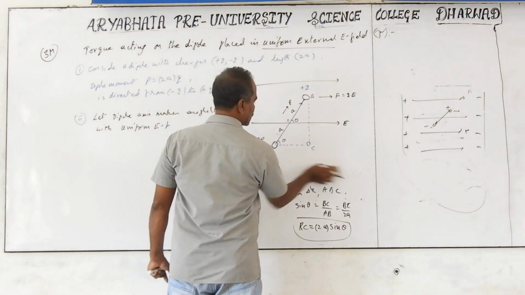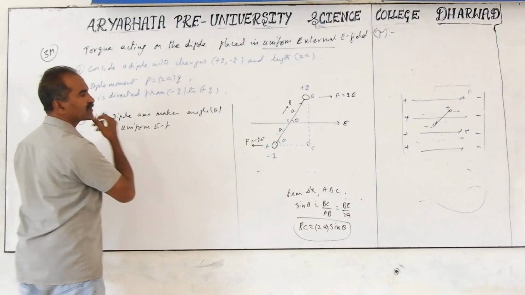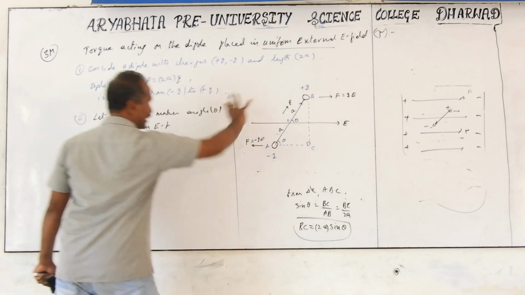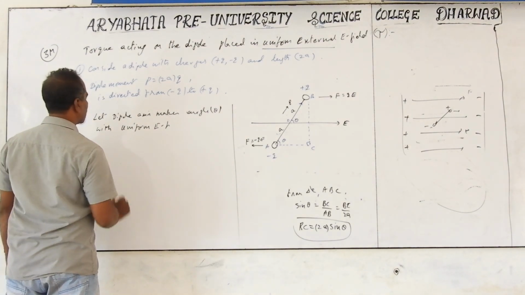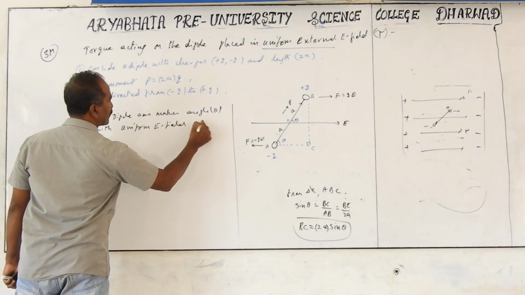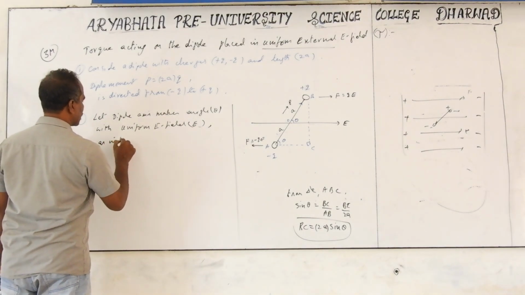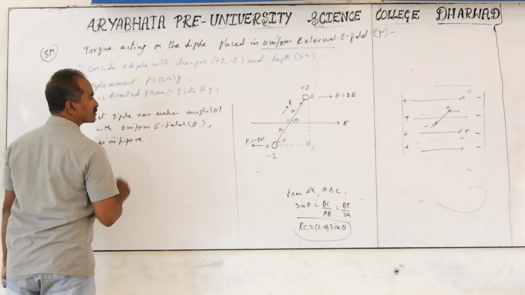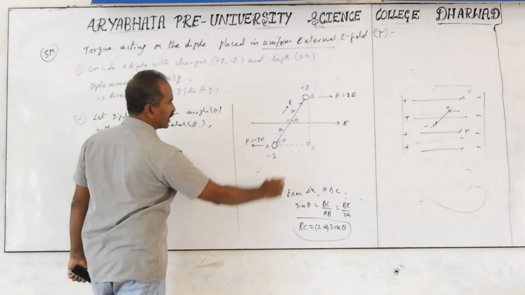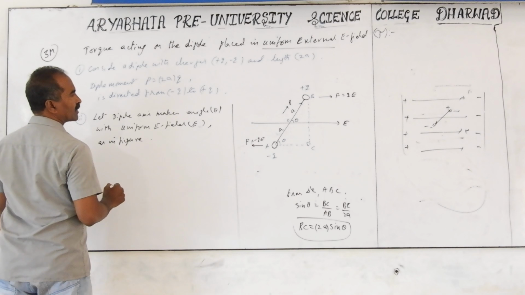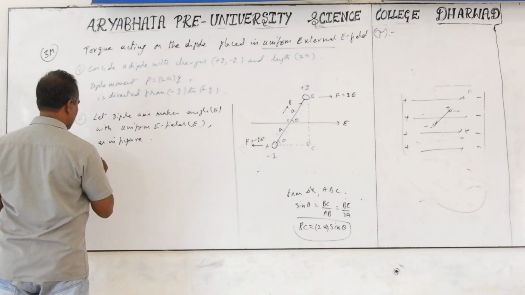Just for clarity, and not compulsory, I am removing some lines, but you had better take two lines on the top and bottom. Let the dipole axis make an angle theta with the uniform electric field E, as in the figure. Instead of drawing the diagram, you can write it here. Then you will get that the plus q and minus q charges experience forces equal and opposite.